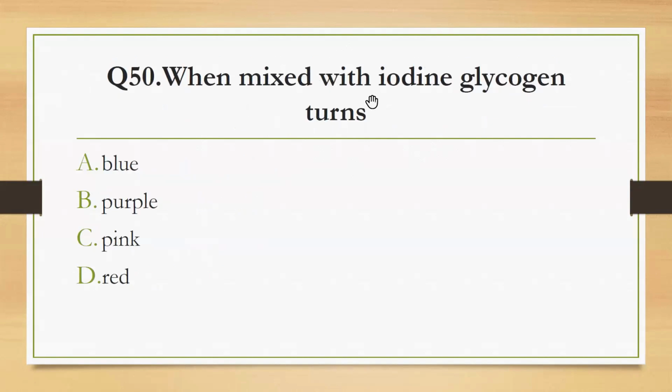When you mix iodine with glycogen, it turns red. This is actually one of the tests for glycogen. If you want to test for glycogen using iodine, you can have a solution, add iodine, and if it turns red, then it means that it is glycogen, and if it turns blue, it means that it is starch. So the answer is this.